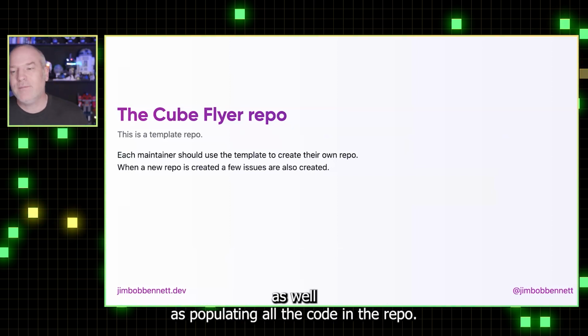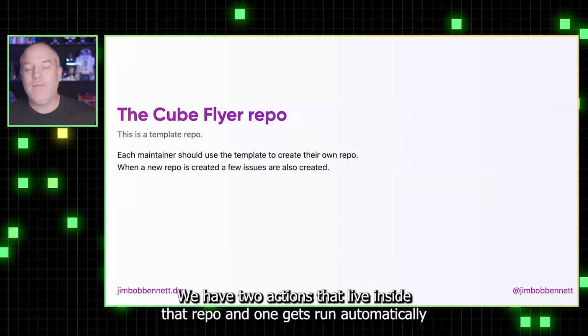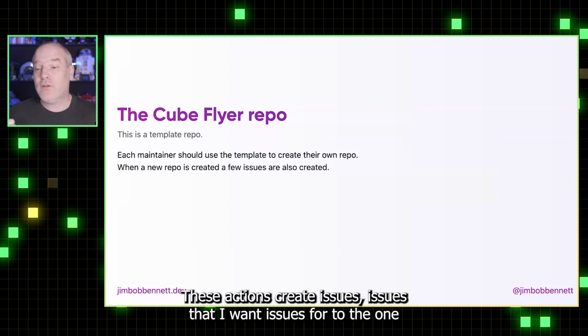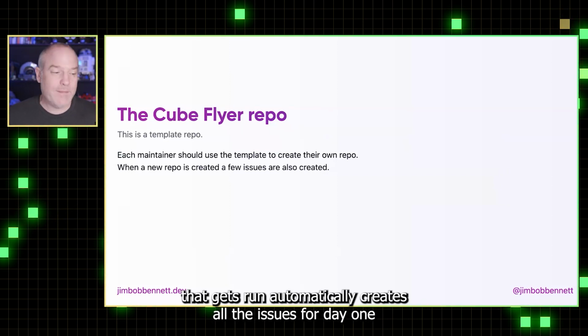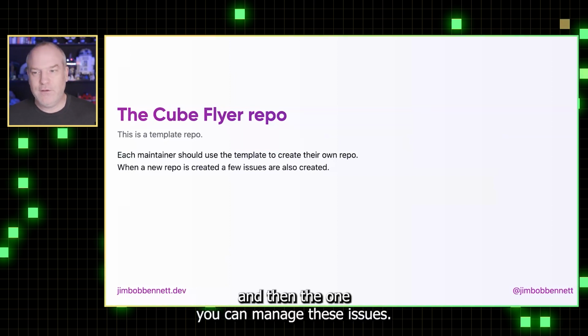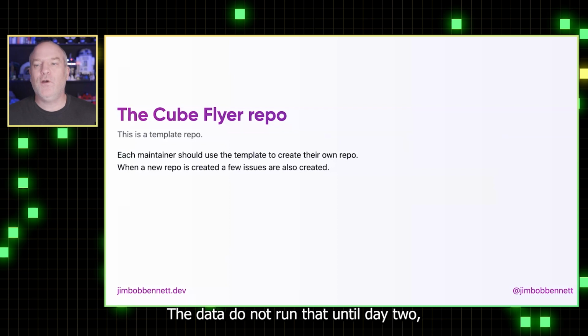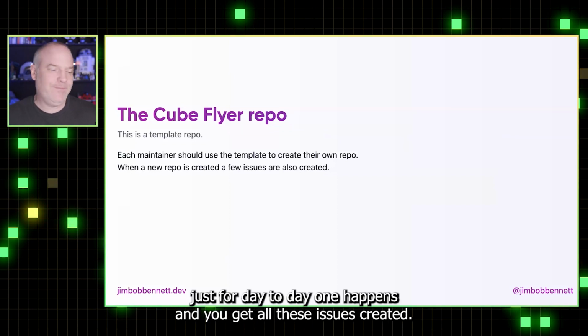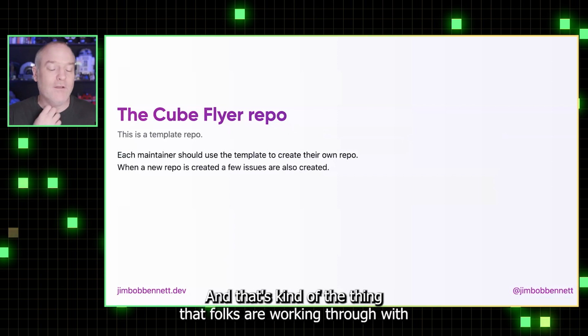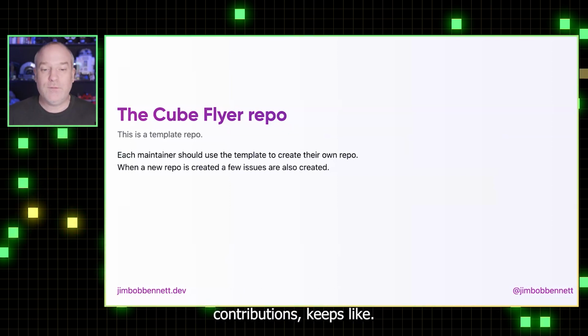As well as populating all the code in the repo, we have 2 actions that live inside that repo, and one gets run automatically when you use the template. These actions create issues. Issues for day 1, issues for day 2. The one that gets run automatically creates all the issues for day 1. And then the one you run manually is issues for day 2. Do not run that until day 2. It's just for day 2. So day 1 happens and you get all these issues created. And that's kind of the thing that folks are working through with contribution to Kubefly.